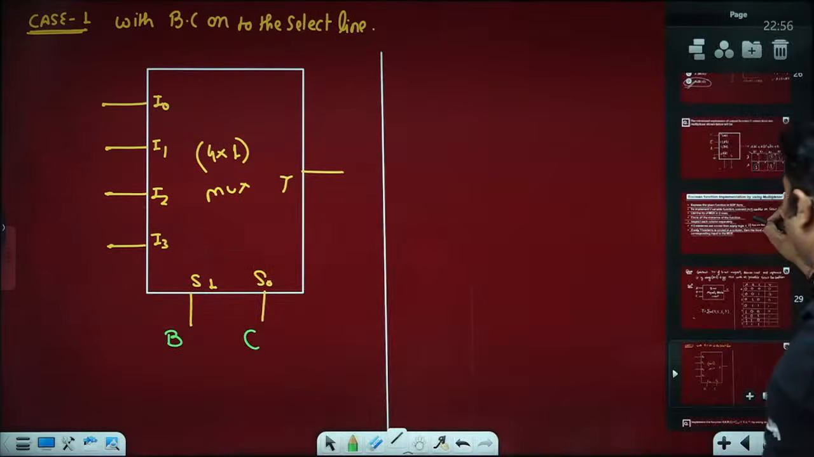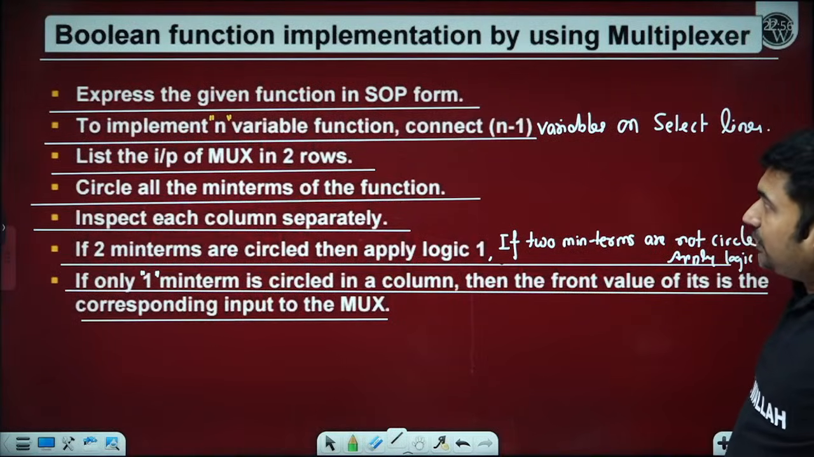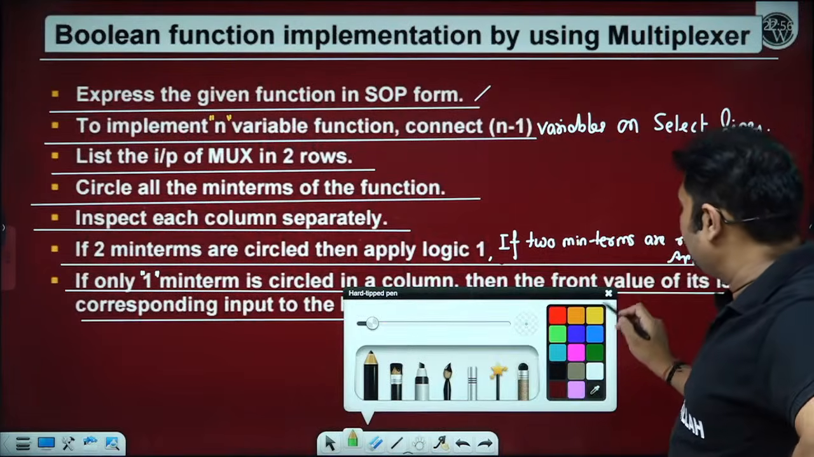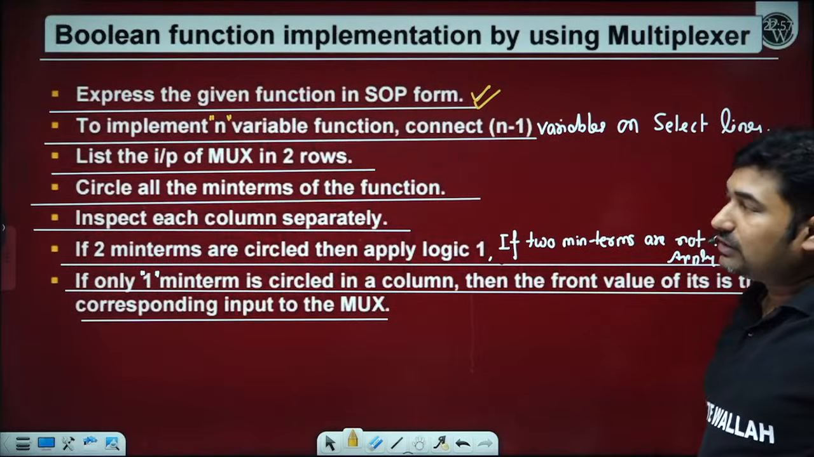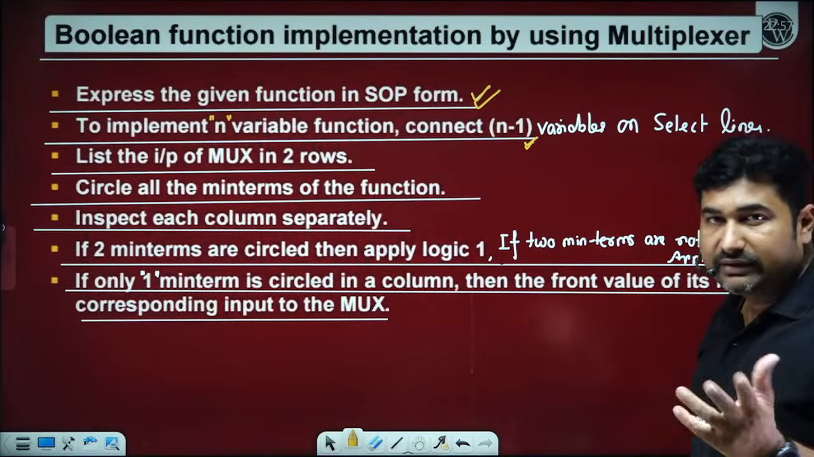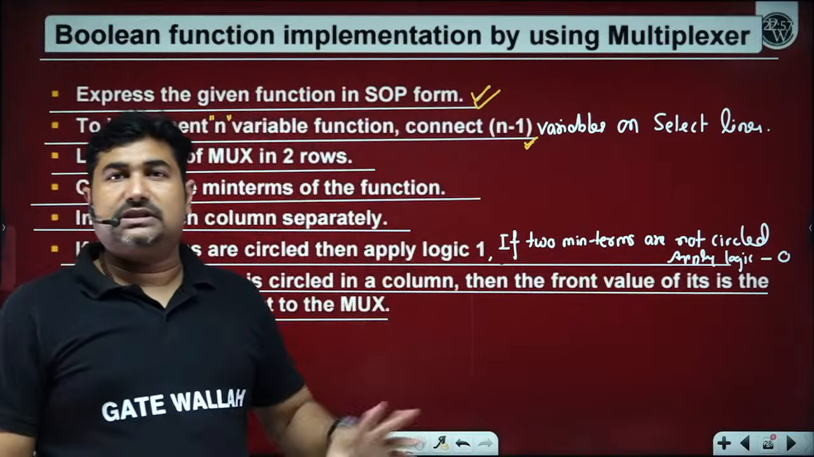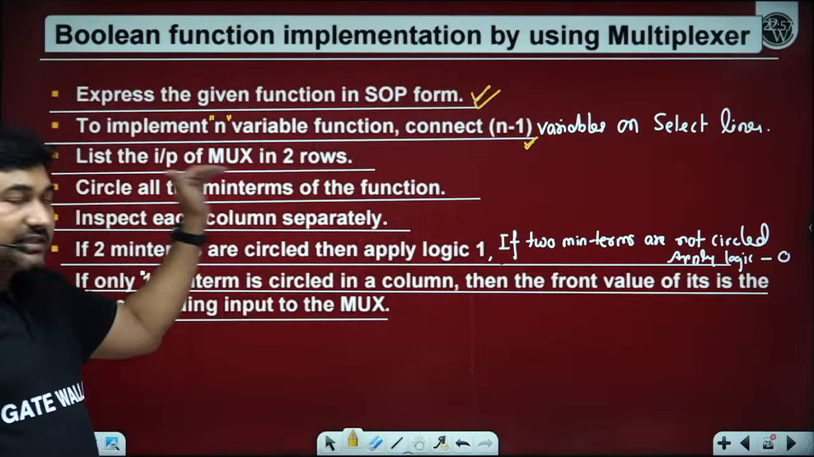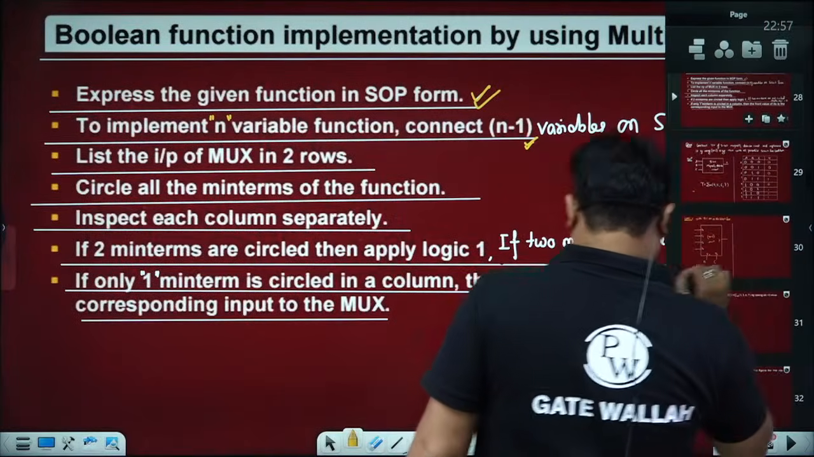As per the steps to implement any function by using a multiplexer, first of all we have to implement the given function in SOP. So now we have the function 3, 5, 6, 7 in SOP. Next, to implement n variables, connect n minus 1 variables to the select line. Already we have 3 variables A, B, C, out of which 2 variables we are going to connect onto the select line. Is it okay? As per the defined size, list the inputs of the mux in 2 different rows.